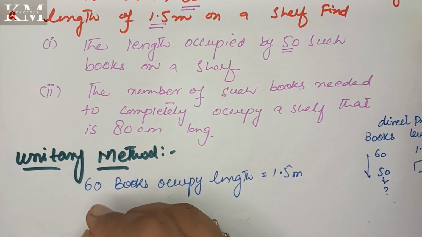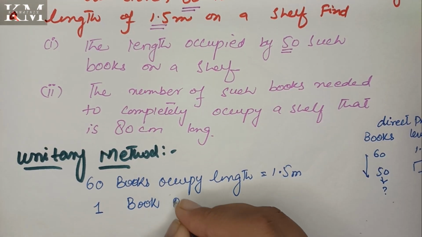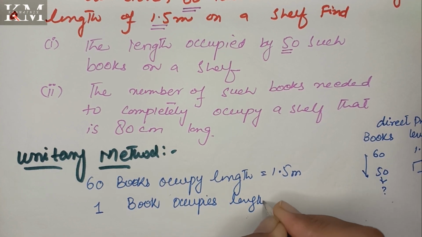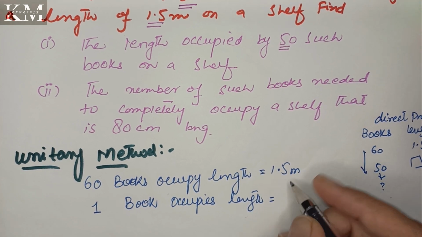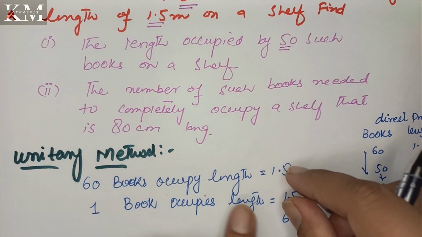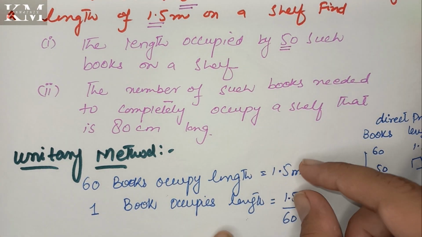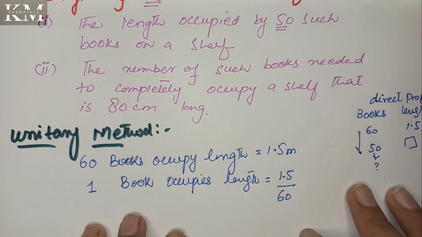So one book, we will find the length one book occupies. Now we will do it like 1.5 divided by 60. 60 books, the length was 1.5. So for one book, we will divide this length among 60 so that we can get the length of 1 book.